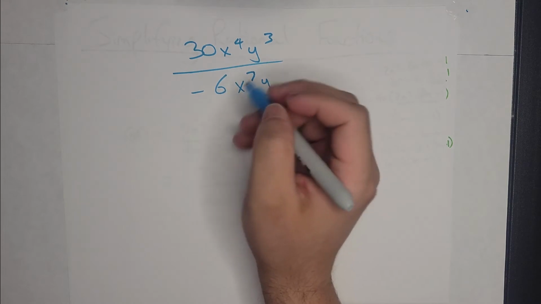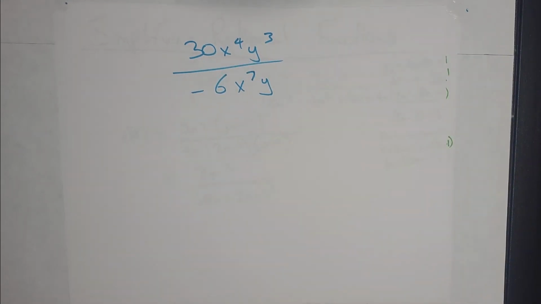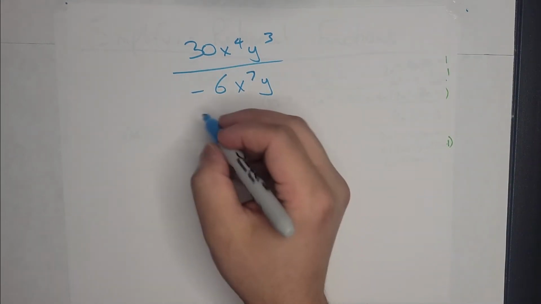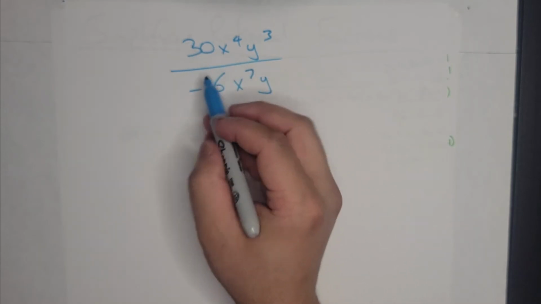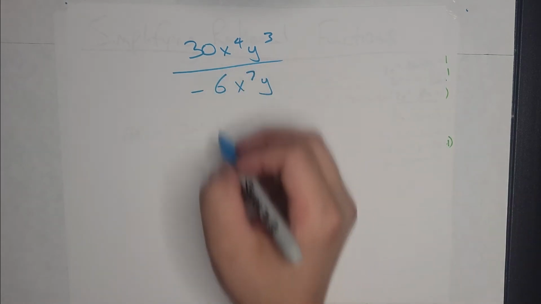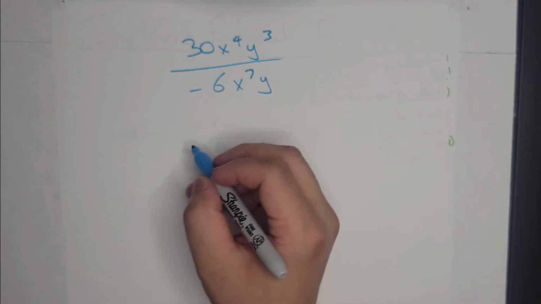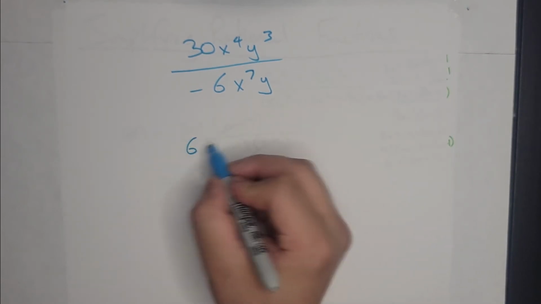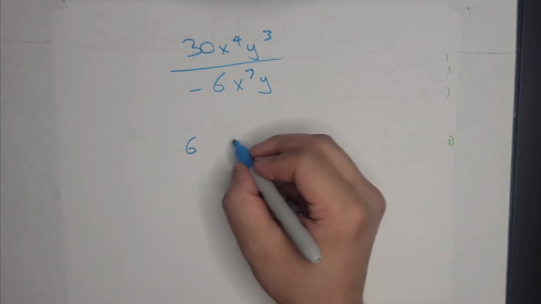I know that I can do this very quickly in my head and write out the final answer, but if we were to do it step by step, I want to basically factor out everything that I can cancel and then cross them out. So I know that something that's common here is going to be a 6 from the numerator. I'm left with 5.